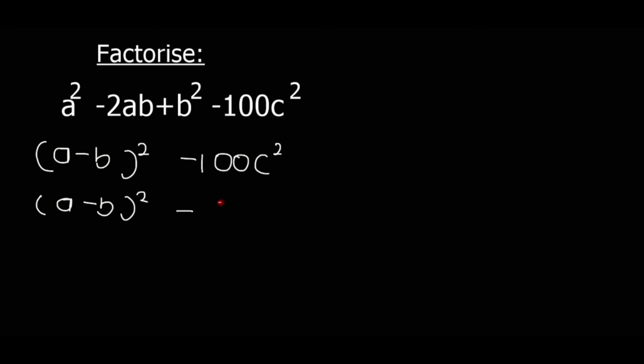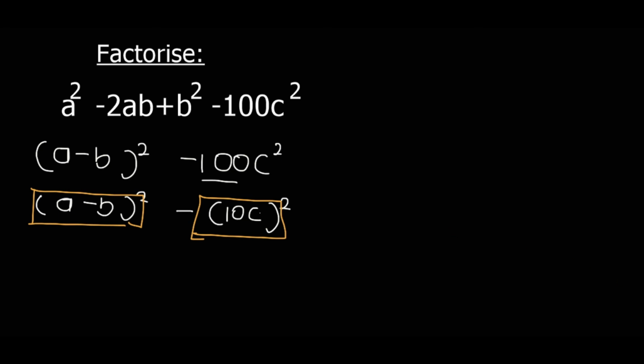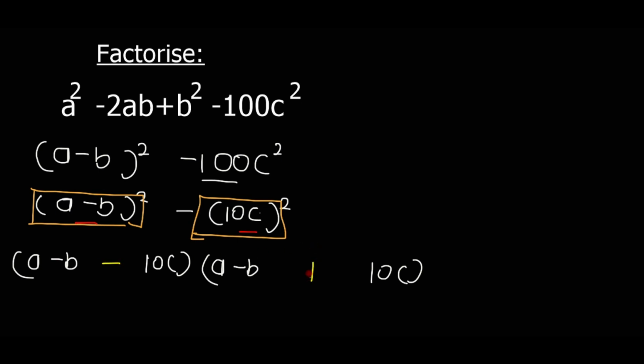We can write 100 in this way because 10 squared is 100, and c squared is c squared. From here we have a difference of two squares, because these terms are separated by a minus sign and both have exponent 2. When we factorize using the difference of two squares, we get two brackets. The first bracket takes term 1 and term 2 without the exponents, so we write a minus b and 10c, and in the other bracket a minus b and 10c. The first bracket is a minus and the other is a plus, so we factorize it in this way, and this is our answer.